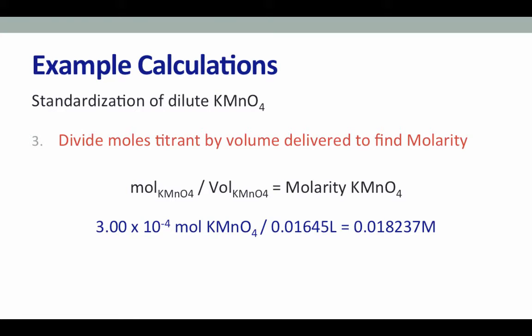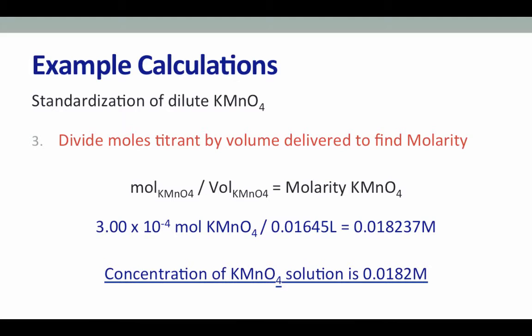You would then divide the moles of titrant by the volume that you delivered out of your burette to find the molarity of the potassium permanganate solution. So the moles of permanganate, which was determined based on the oxalic acid consumed, divided by the volume that you delivered out of your burette, will equal the molarity of potassium permanganate.